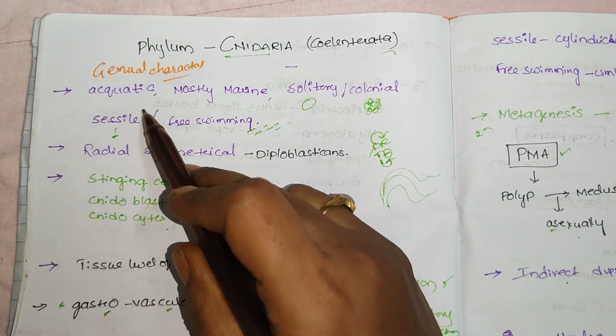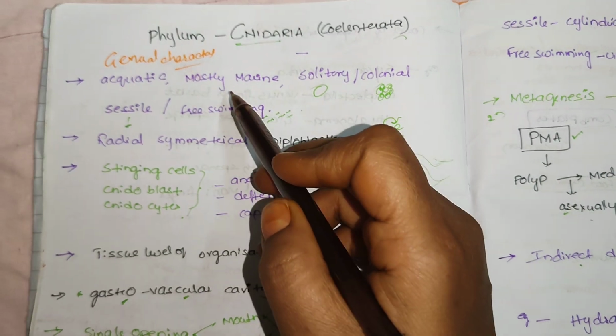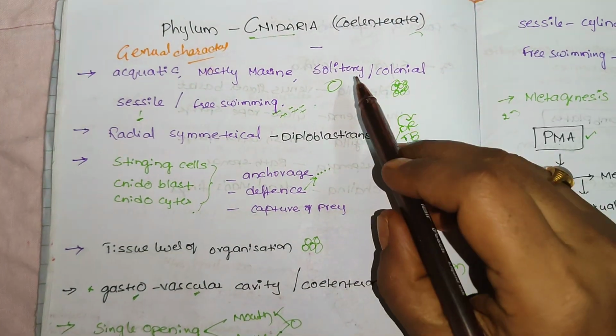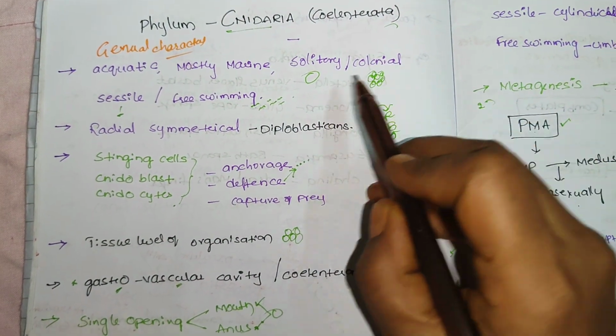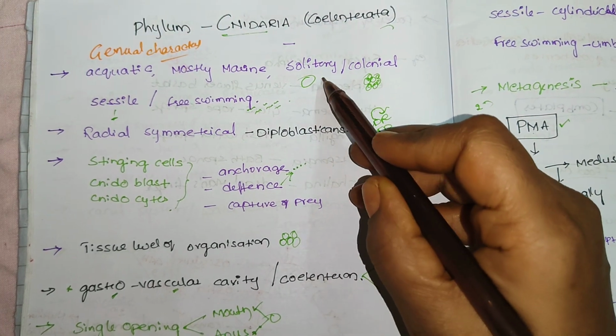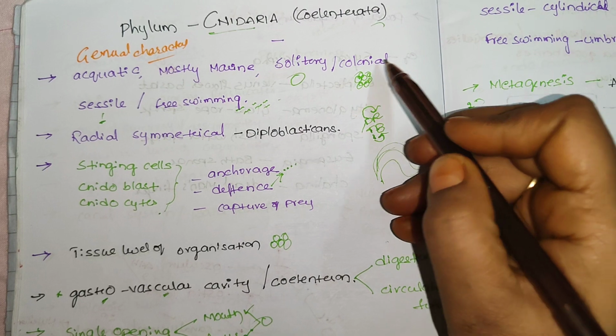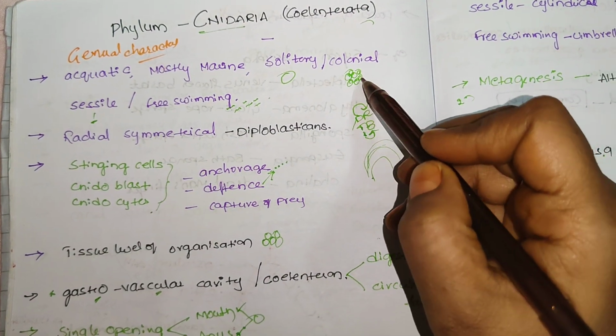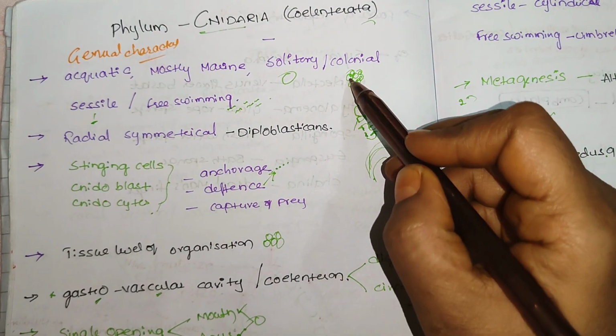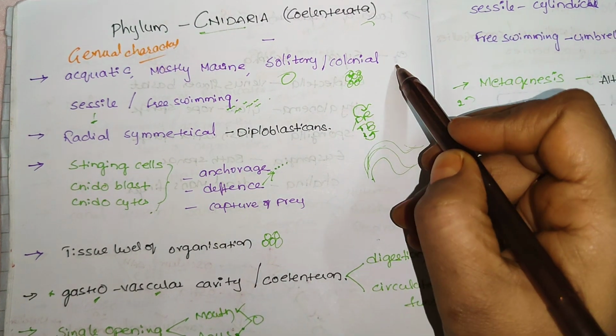These organisms are aquatic, and mostly marine. They live as solitary and colonial. Solitary means solo, single. They can live isolated or solitary. And colonial means colony, means group. They can survive as a group also.